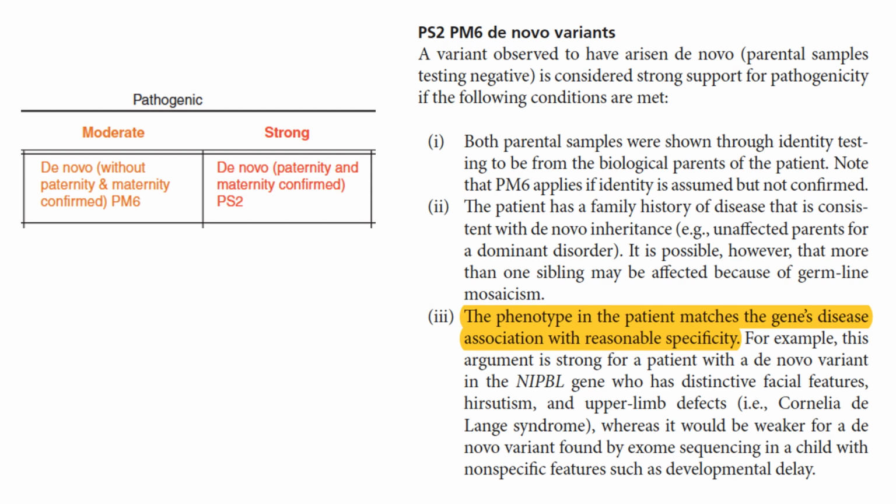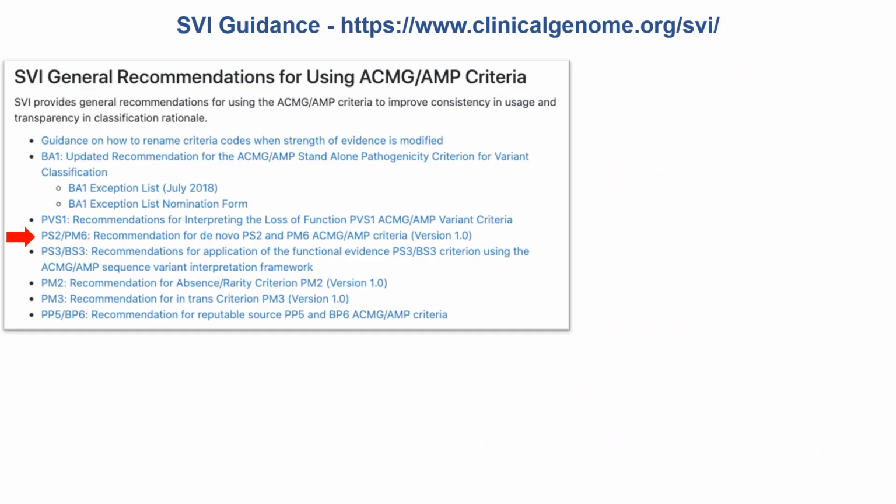Another important consideration when applying the de novo codes is looking at the patient phenotype and seeing if it actually is a good match with the disease. Any given individual has a handful of de novo variants, and so you want to make sure that it's not just by chance you found a de novo variant in this gene, and that the phenotype you're seeing in the patient would be associated with variants in this gene. So SVI published guidance about how to apply these de novo rules, and I have shown here where you can find it on our website.